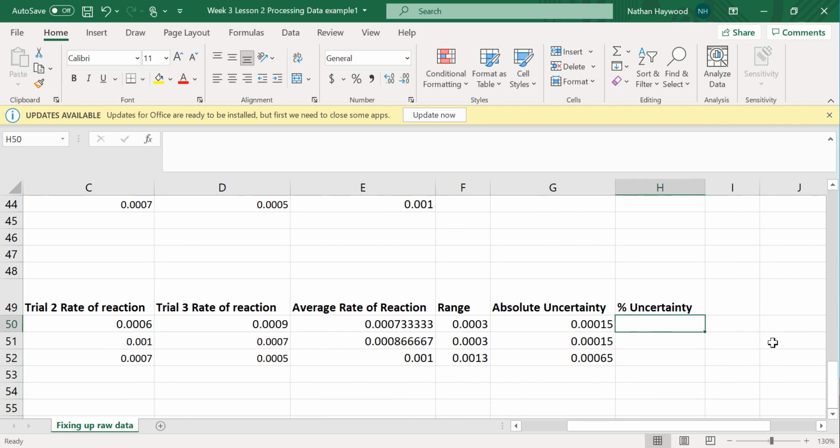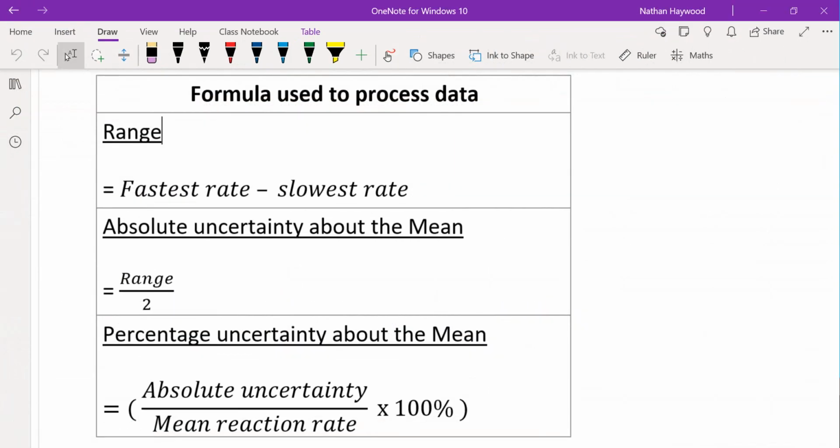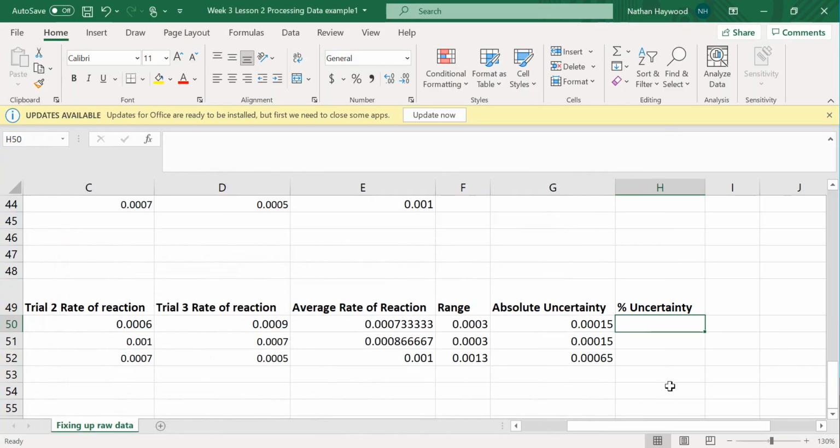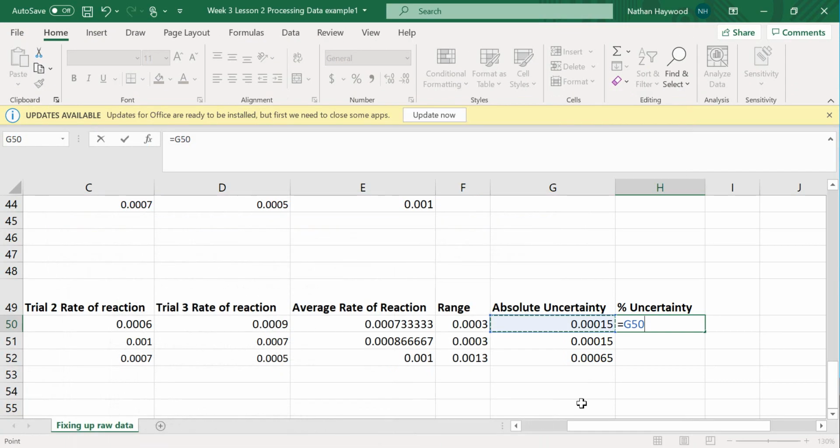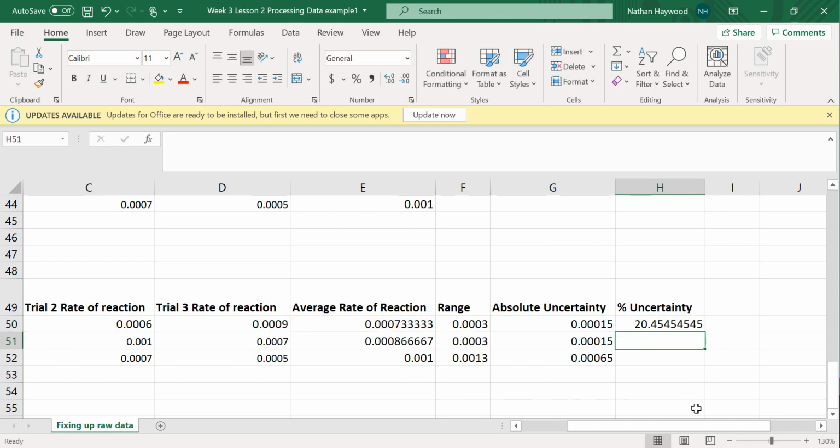Last one is percentage of uncertainty about the mean, which is the absolute uncertainty which we just calculated, divided by the mean rate of reaction. So we go equals absolute uncertainty. All right, and we also have to times by 100 to get percent. So this is the times symbol, 100, and that's the divide symbol, by the average there. And that's your percentage of uncertainty.